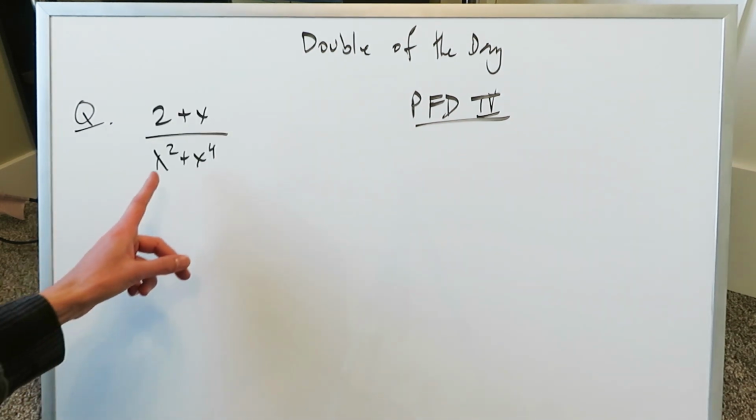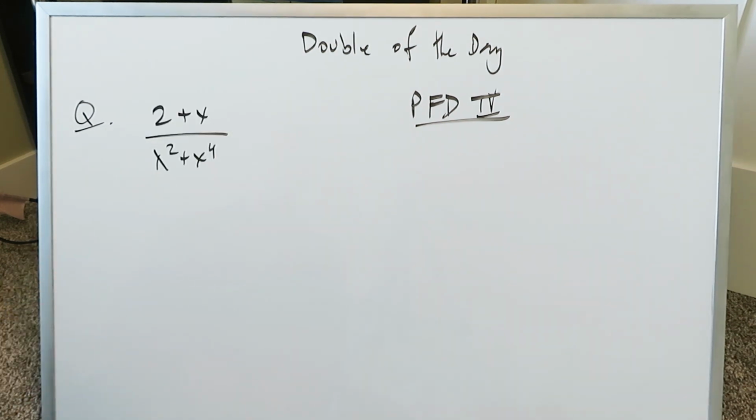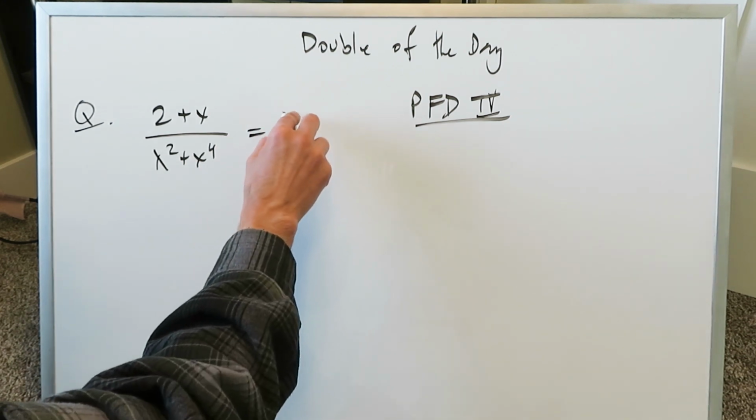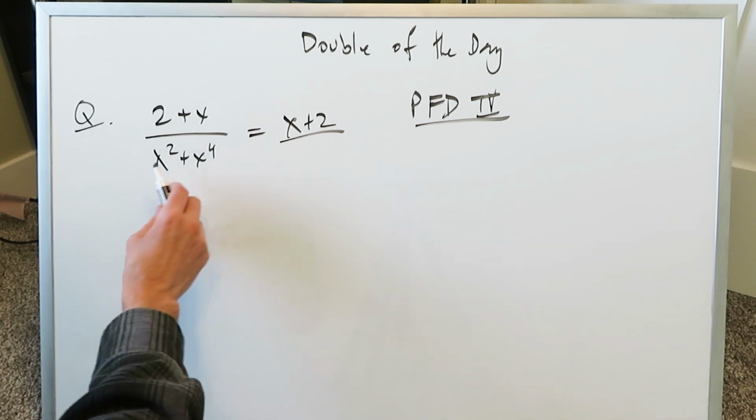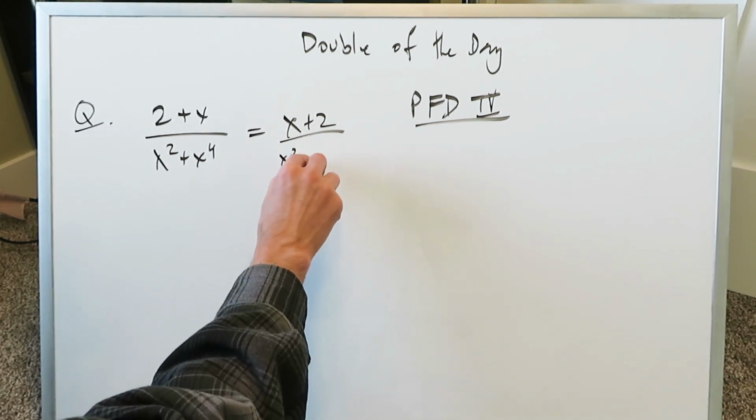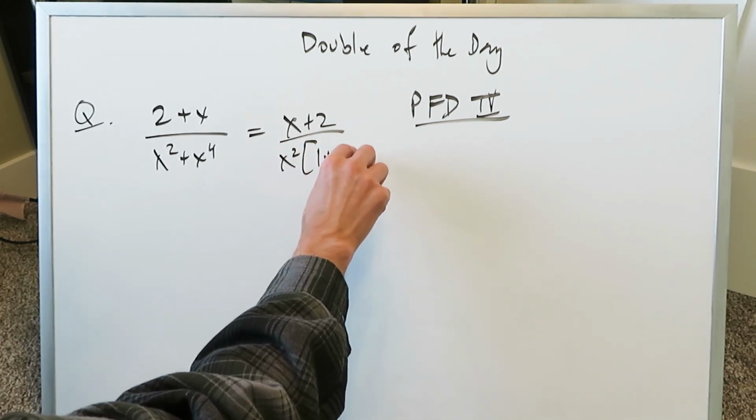Our second and last question is this: x plus 2 divided by x squared plus x to the fourth. And let's see how this one will play out. You can write x plus 2 here in the numerator, and you have to factor the denominator. You'll have x squared times 1 plus x squared.